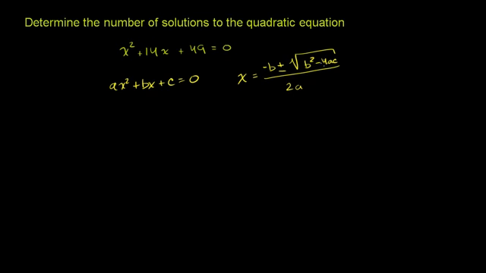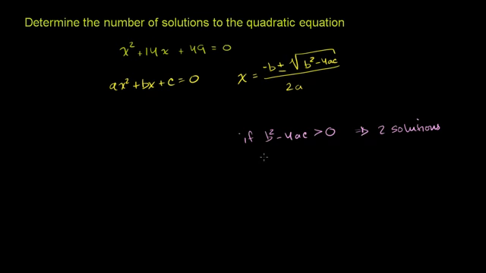Let's think about this a little bit. If b squared minus 4ac is greater than 0, what's going to happen? Well, then it's a positive number. It's going to have a square root. And when you add it to negative b, you're going to get one value for the numerator. And when you subtract it from negative b, you're going to get another value in the numerator. So this is going to lead to two solutions.